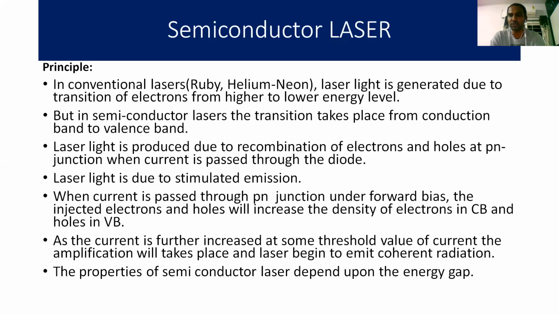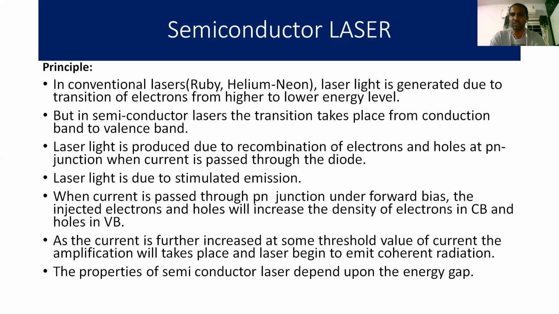Laser light is produced due to the recombination of electrons and holes at p-n junction when current is passed through the diode. So here recombination takes place. Once charge carriers are generated, then we know the process of recombination, and during the process of recombination, electrons and holes are recombined at the p-n junction. As a result, laser light will be produced if you pass the current through the diode. So laser light is due to stimulated emission.